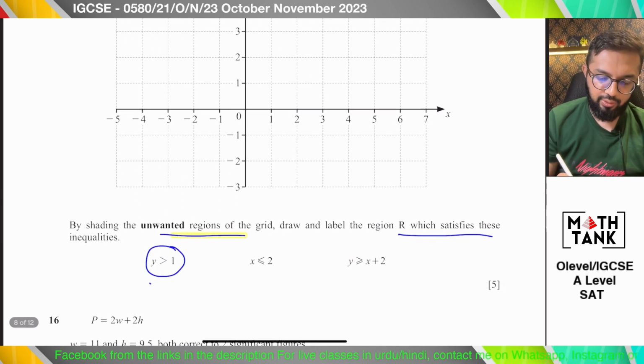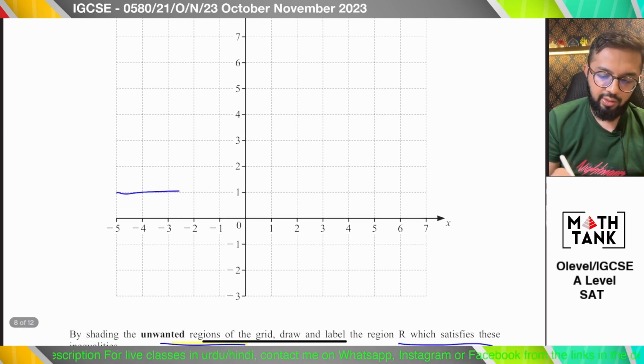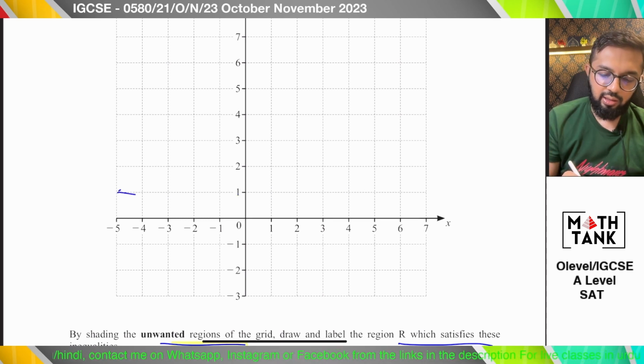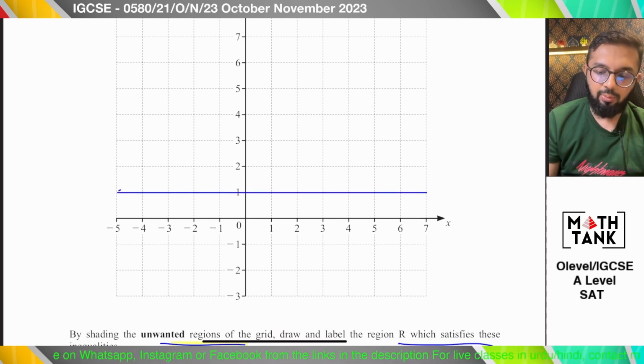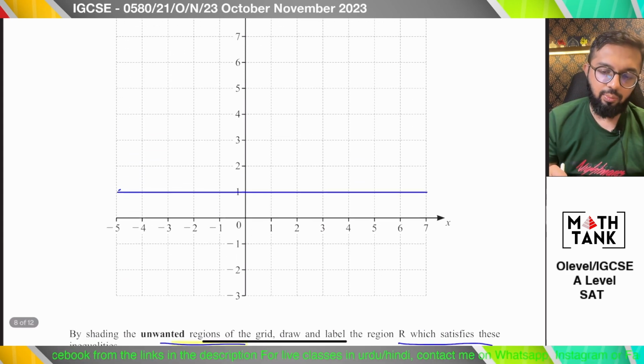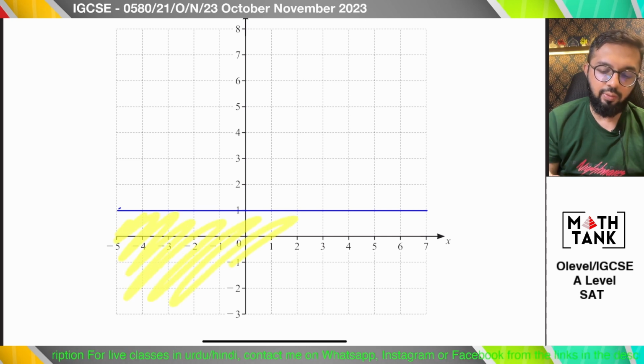So first I'm going to draw the line y equals 1. The line y equals 1 is a horizontal line at 1. You must have studied special lines. Horizontal lines always have the equation y equals something. So what region do I want? I want the region greater than 1. So I'm going to shade the unwanted region that is less than 1. So all of this gets shaded.